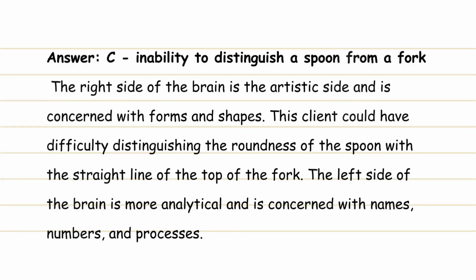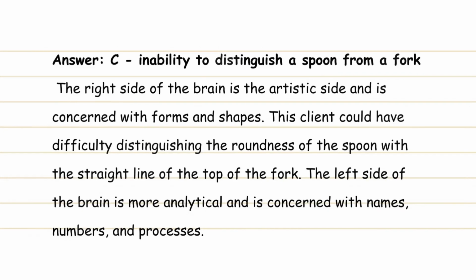The answer is C. The right side of the brain is the artistic side and is concerned with forms and shapes. This client could have difficulty distinguishing the roundness of the spoon from the straight line of the top of the fork. The left side of the brain is more analytical and is concerned with names, numbers, and processes.